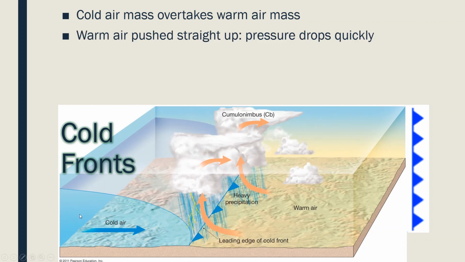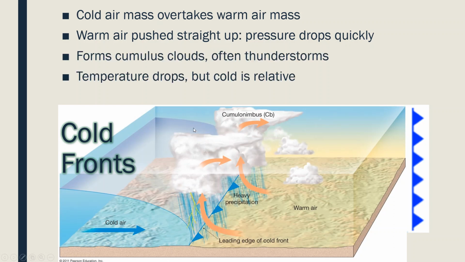Those are relative terms to one another. When a cold air mass overtakes a warm air mass, that air right here gets pushed up very quickly, and the pressure drops very quickly. And you get these cumulus clouds. We'll talk a little bit about clouds later. Often thunderstorms, heavy rain. The temperature will drop, but that cold is relative. So again, you can have a cold front come through in the middle of the summer.